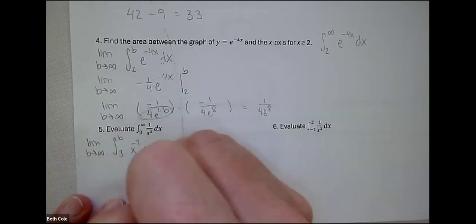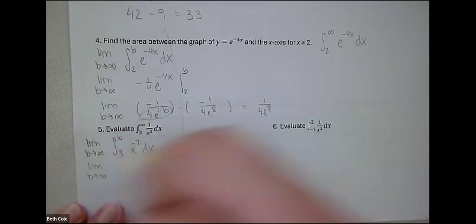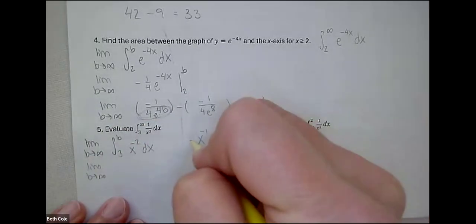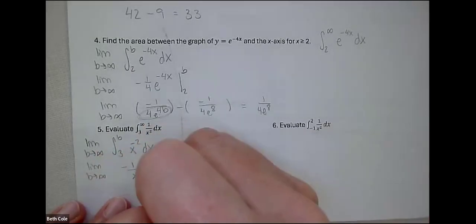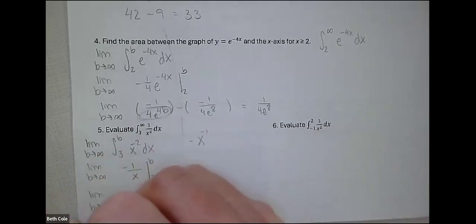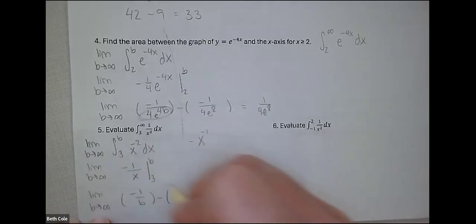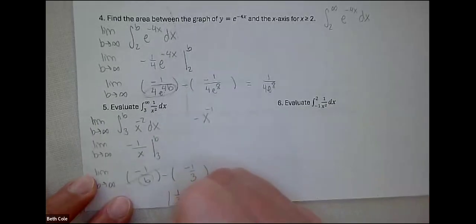I'm going to write it as x to the negative 2. Keep my limit. When you add 1 to the power, it becomes less negative, and then we would need a negative in front. So that is going to look like negative 1 over x, such that 3 to b. Then we're going to do upper minus lower. So negative 1 over b, and then this would be negative 1/3. Again, going to infinity. If b is infinitely large, this whole part goes to 0. These negatives cancel, so 1/3.